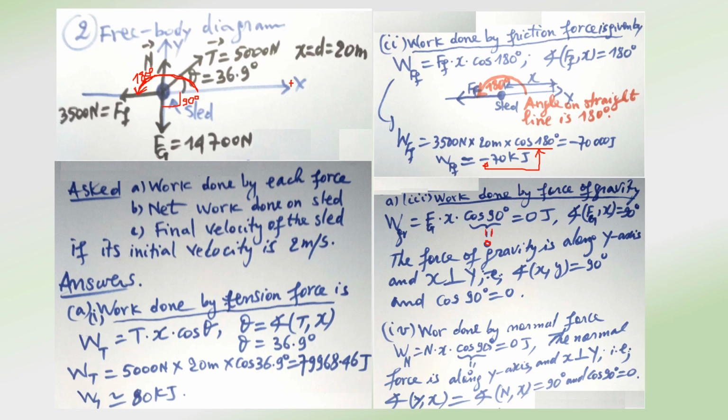This is similar to the work done by a normal force. It is equal to the normal force times distance moved times cosine of 90 degrees. Why? It's because the normal force is along the y-axis, and the y-axis makes an angle of 90 degrees with the x-axis. There is a right angle between the normal force and the x-axis, and the cosine of 90 degrees gives 0. 0 times any number gives 0. And we are done with determining the work by each force.